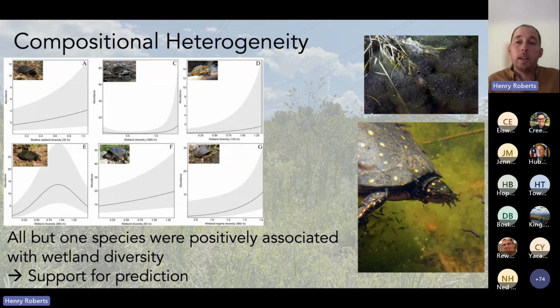And one good example of this is the spotted turtle, which is thought to really benefit from having vernal pools nearby due to the abundance of amphibian larvae and egg masses during that early period of the year when they're just starting to emerge.